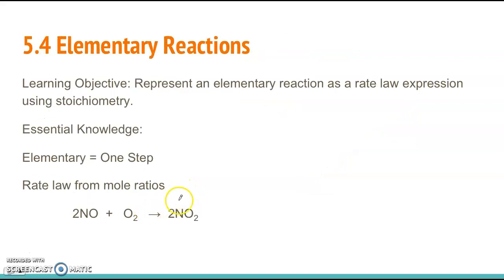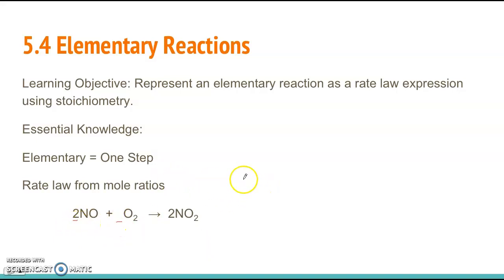All right, and the last section for today is 5.4 on elementary reactions. The learning objective is represent an elementary reaction as a rate law expression using stoichiometry. And for the essential knowledge, first of all, know that elementary just means it's one step. So we can get the rate law from the mole ratios, or just by looking at the coefficients. What that means is if you have a one-step reaction, the coefficients for each reactant will be the order.